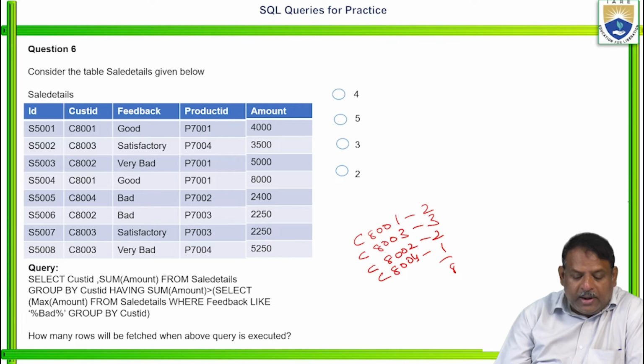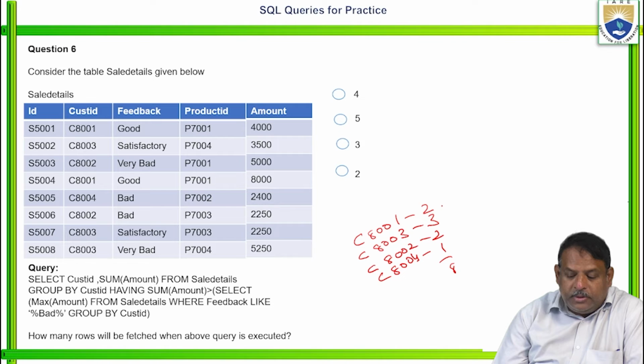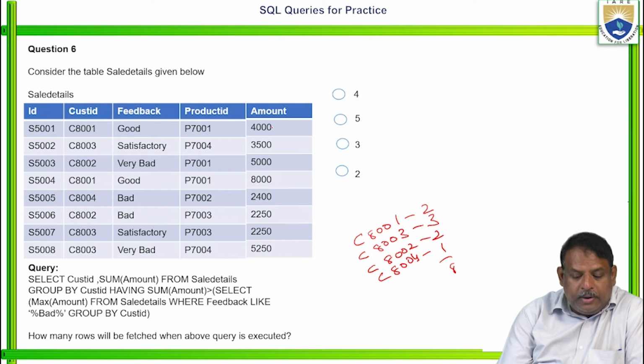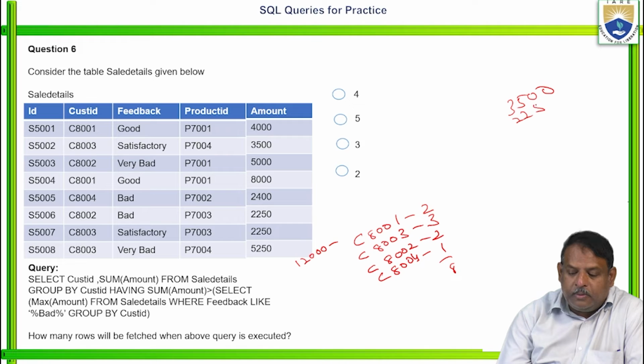Now we'll calculate the sum of the amount. C101, 2 records. 4,000 plus 8,000, so 12,000 is the total for this customer ID. C103. Okay. 3,500 plus 2,250 plus 5,250.